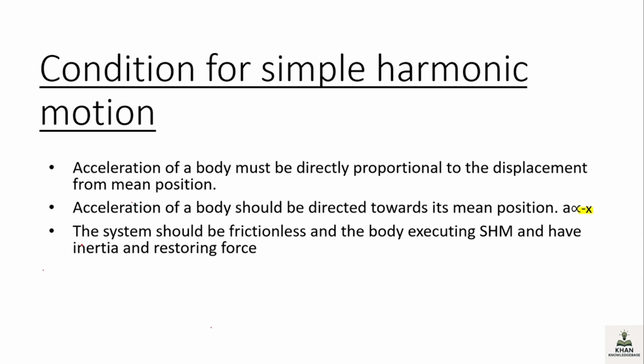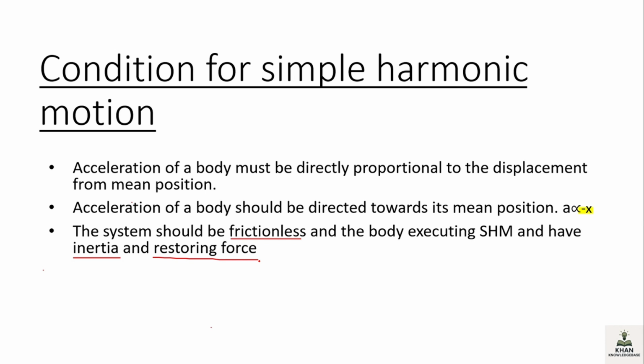The third condition is that the system should be frictionless, and the body executing simple harmonic motion should have inertia and restoring force. For any object to perform a perfect simple harmonic motion, these physical conditions must be satisfied. Number one, the body should be frictionless. Number two, the body should have inertia and also restoring force.